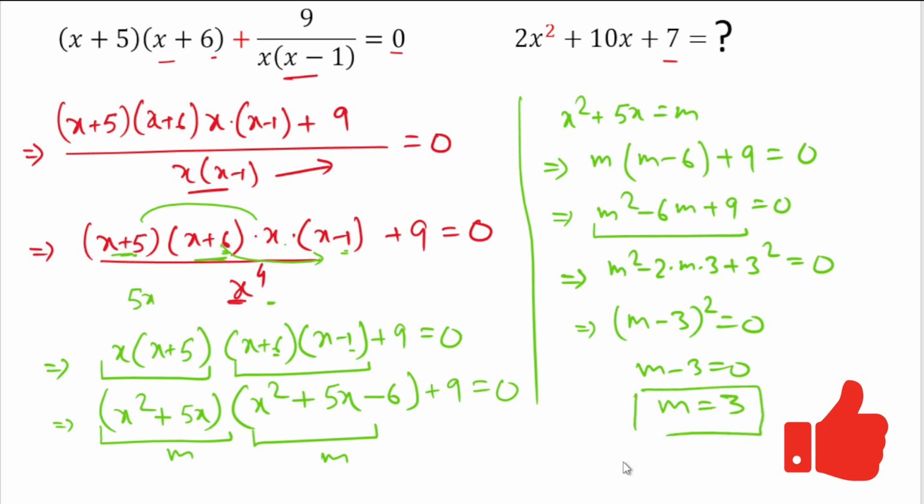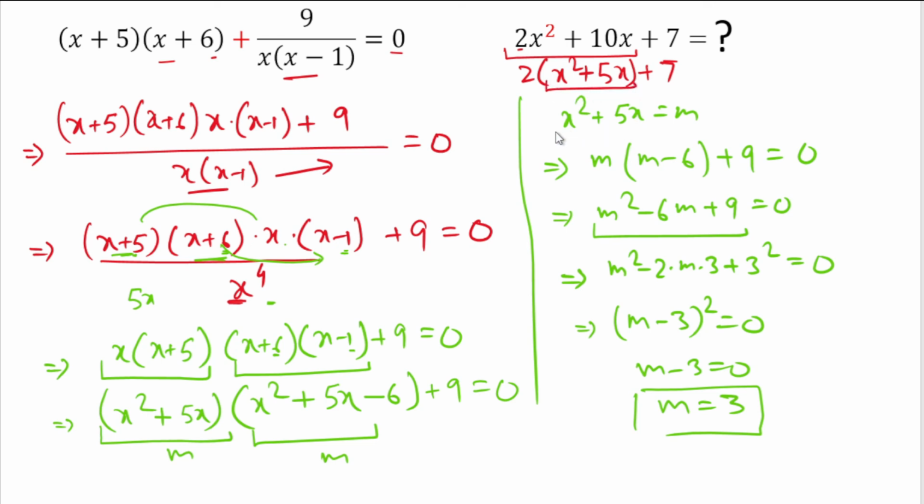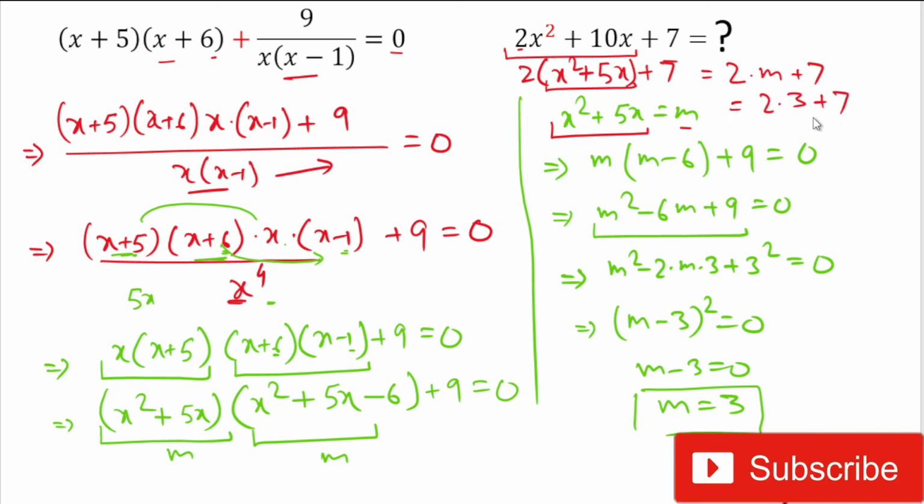So m is 3. Now if we carefully look here, from these first two terms, if we take 2 common, then that is x square, and here we have taken 2 common, so remaining is 5x and plus 7. So here in the question, m is equal to x square plus 5x. Here we have let x square plus 5x be equal to m. So in place of it, we can write 2 times m plus 7. So here the value of m we have calculated is 3, so 3 times 2 is 6 plus 7 is 13. So the value of this term will be 13.